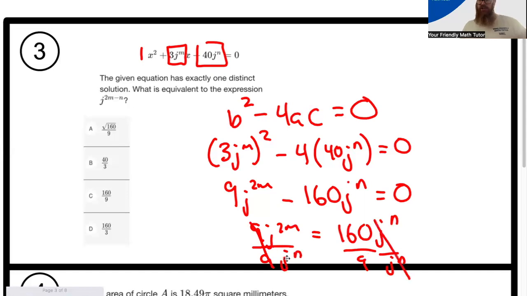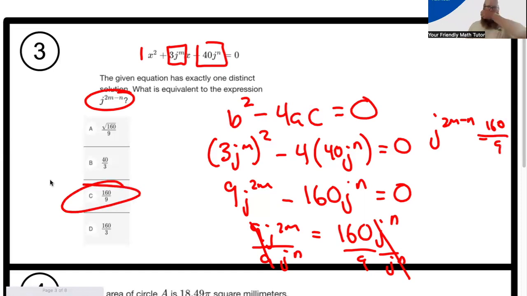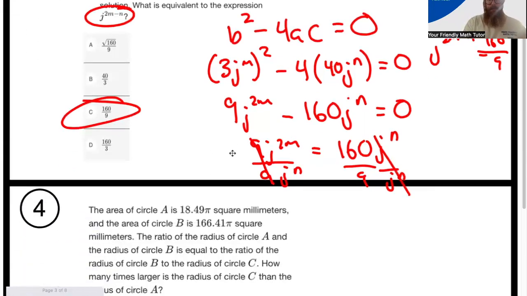Because J to the 2M over J to the N, that's where you subtract your exponent. So that's J to the 2M minus N. That is the exact thing that we're looking for. That's just 160 over 9, which is answer choice C. All right, let's keep moving.